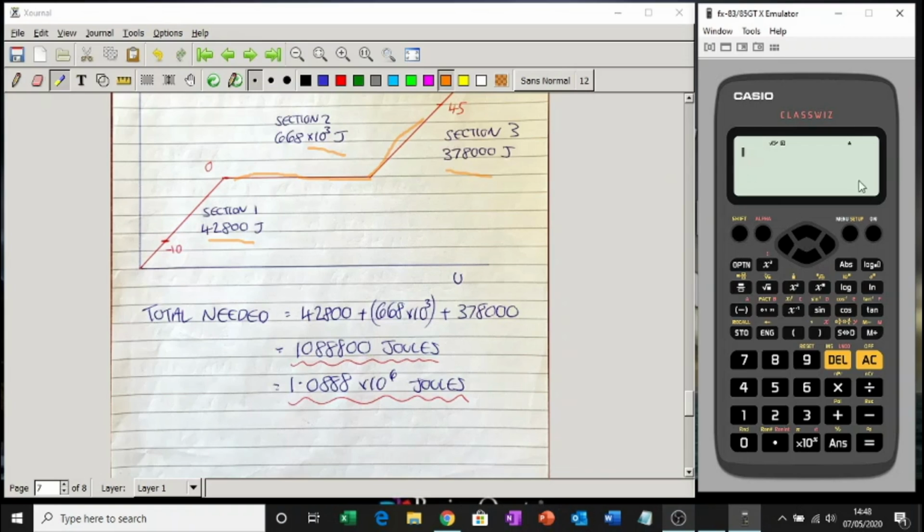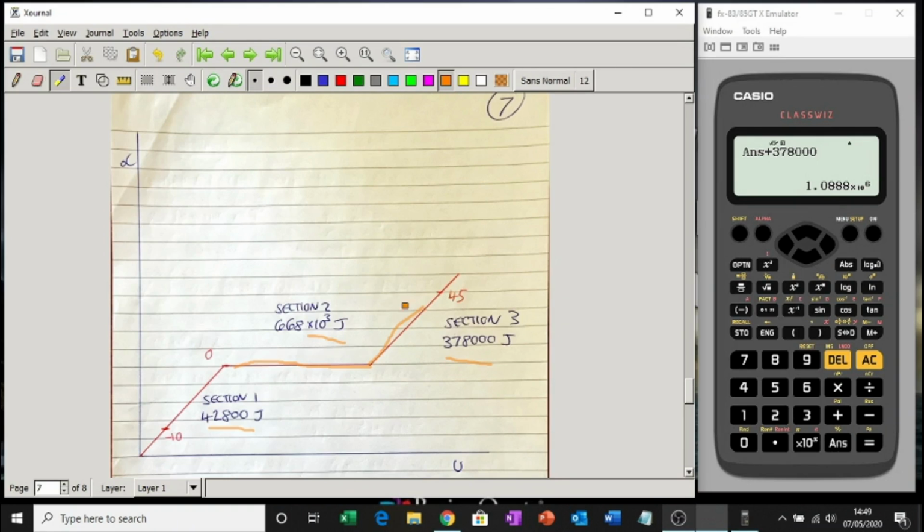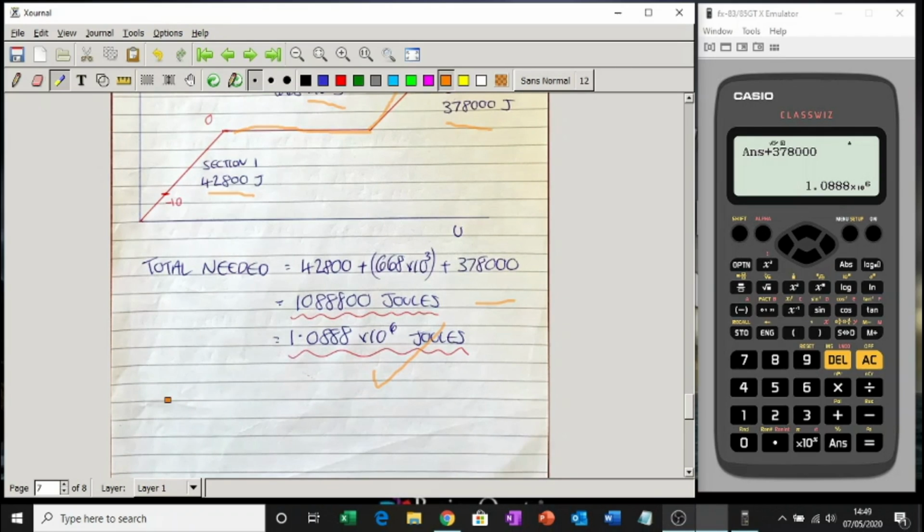Let's just check that on the calculator. 668 plus 42800 plus 378. Thank you very much. Right, either leave it like that or press E and G. That's the energy we need to go from -10 ice up to 45 degrees water. Change in state. There's no time involved yet, so we don't have any power yet, but that will come.